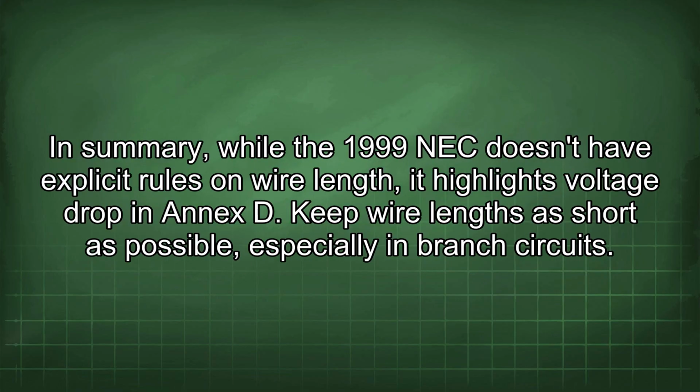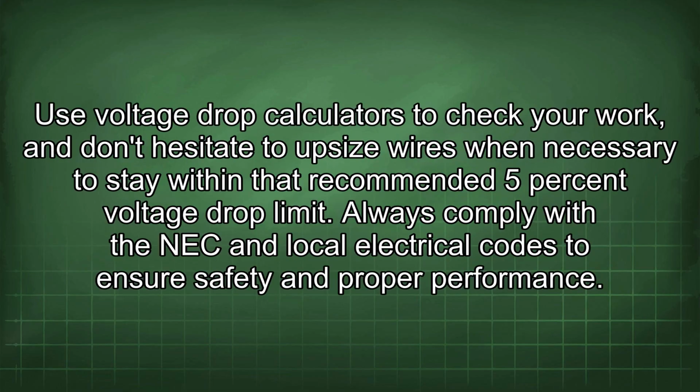In summary, while the 1999 NEC doesn't have explicit rules on wire length, it highlights voltage drop in Annex D. Keep wire lengths as short as possible, especially in branch circuits. Use voltage drop calculators to check your work, and don't hesitate to upsize wires when necessary to stay within the recommended 5% voltage drop limit. Always comply with the NEC and local electrical codes to ensure safety and proper performance.